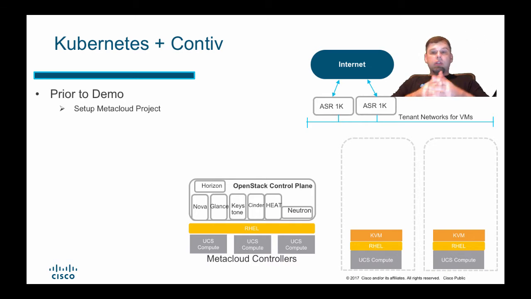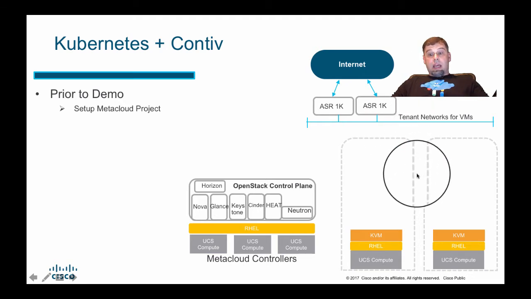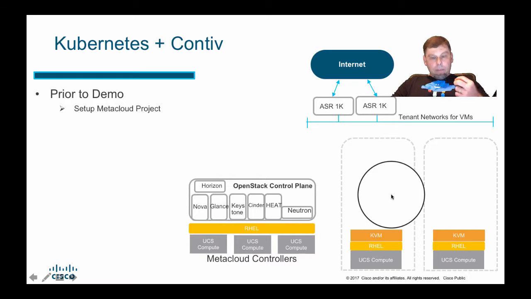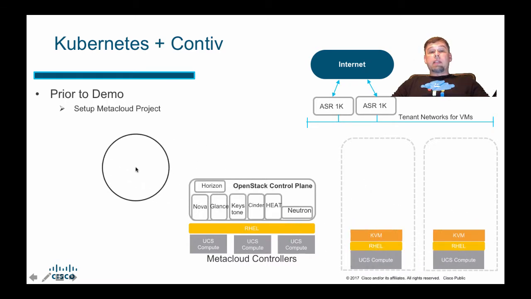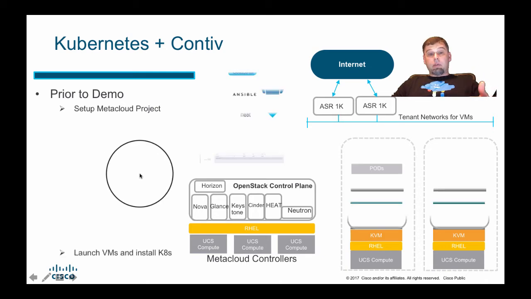So in order to do that, I've configured some of the lab to save time, and I used a MetaCloud OpenStack. I built a project, and I built a private network in MetaCloud that I can use, and we're going to build VMs on these hypervisor nodes so that we can subsequently install and deploy Kubernetes on top of those VMs.